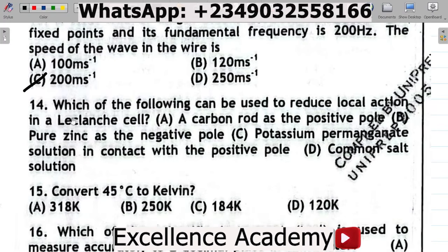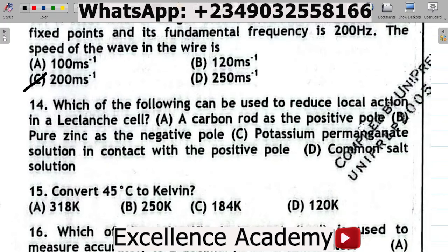Question 14 says, which of the following can be used to reduce local action in a Leclanché cell? A, a carbon rod as the positive pole. B, pure zinc as the negative pole. C, potassium permanganate solution in contact with the positive pole. D, common salt solution. The correct answer is C, potassium permanganate solution in contact with the positive pole. Before I explain this, you need to understand what local action means.